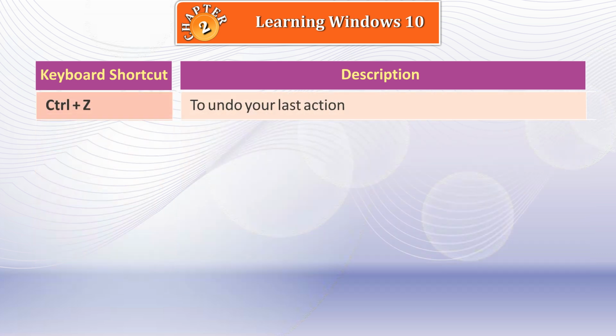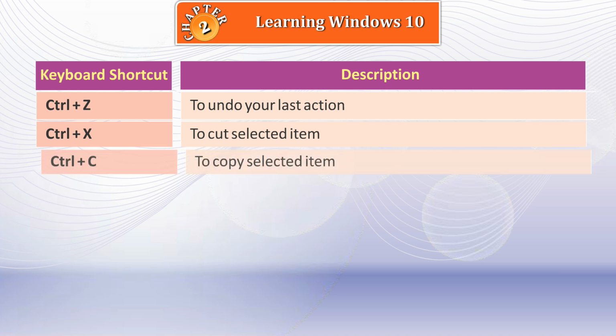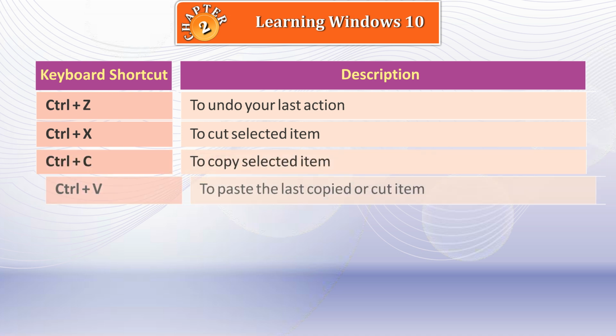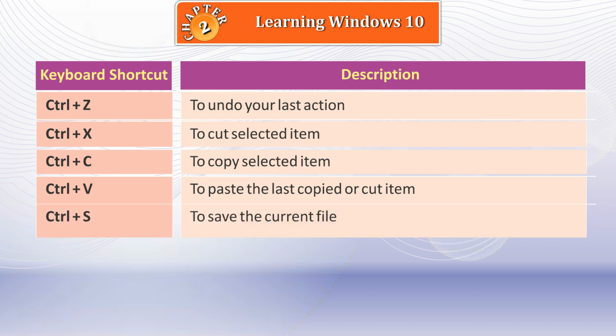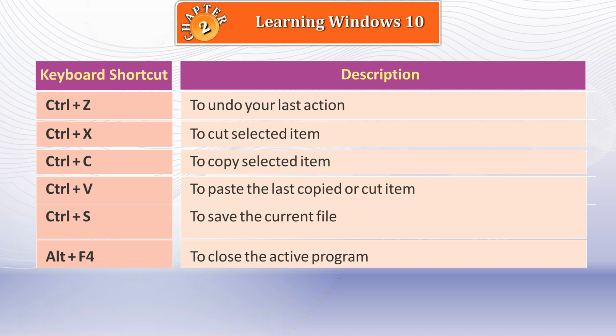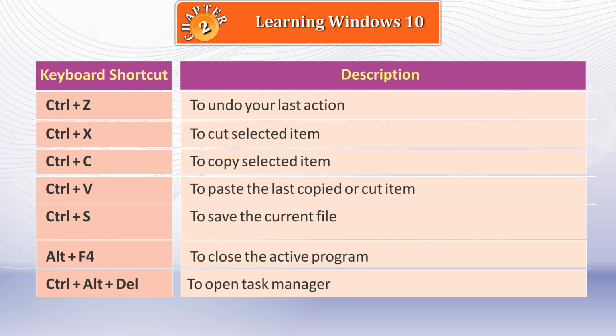Control plus Z to undo your last action. Control plus X to cut the selected item. Control plus C to copy the selected item. Control plus V to paste the last copied or cut item. Control plus S to save the current file. Alt plus F4 to close the active program. Control plus Alt plus Delete to open Task Manager.